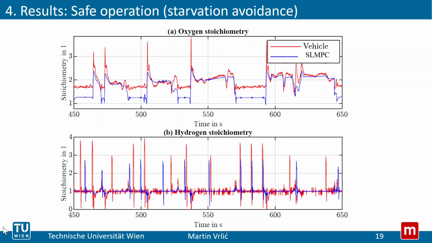On the bottom plot, you can see the hydrogen stoichiometry with some interesting spikes. The spikes correspond to purging events. So during purging, the hydrogen leaves the system abruptly. And these spikes are the reaction to a purging event. So hydrogen is replenished so that the pressure doesn't drop below safe levels.